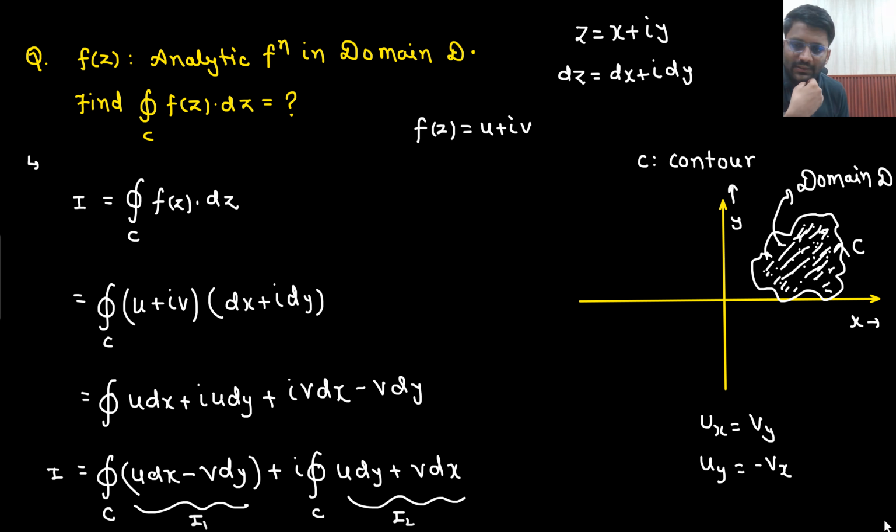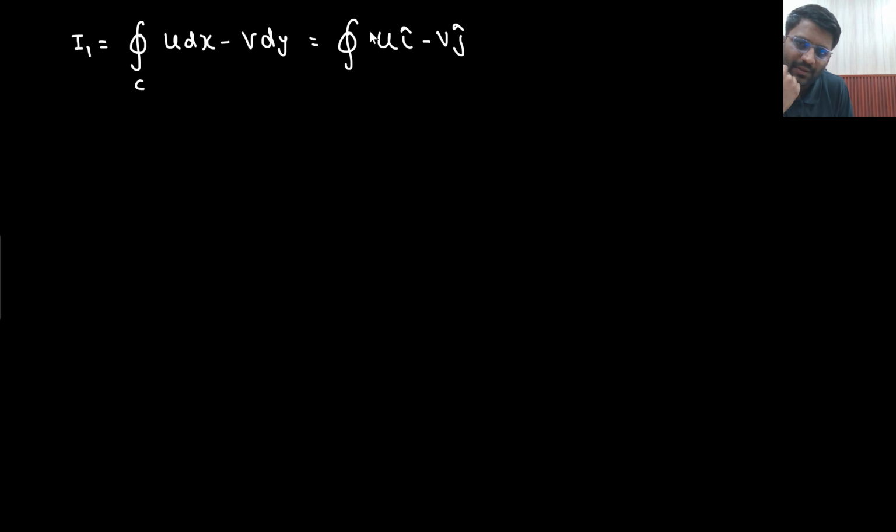So let's talk about I1 first. What is our I1? I1 is the closed path C integral of u dx minus v dy. Can I write it down in this way? Closed path C of (u i cap minus v j cap) multiplied with (dx i cap plus dy j cap). This is not iota, okay, this is i cap, j cap.